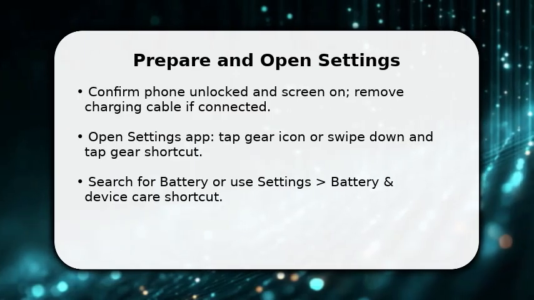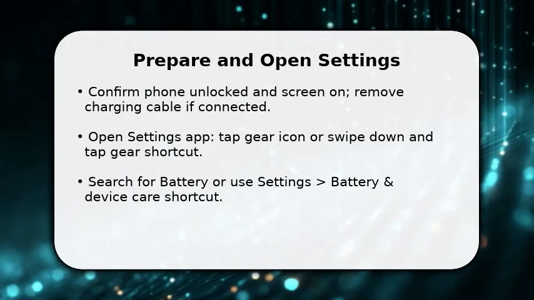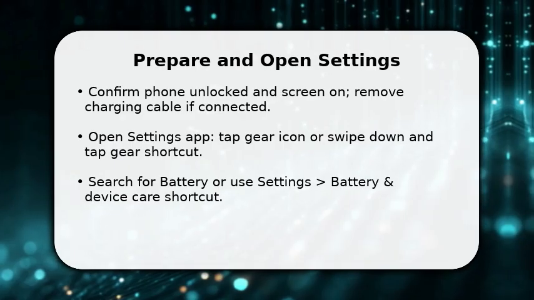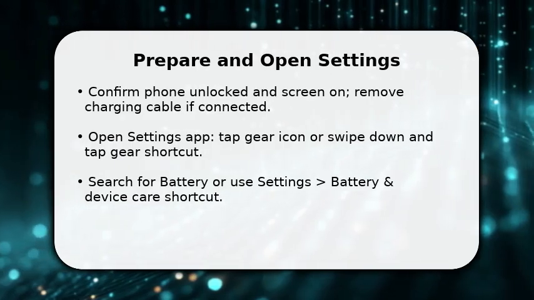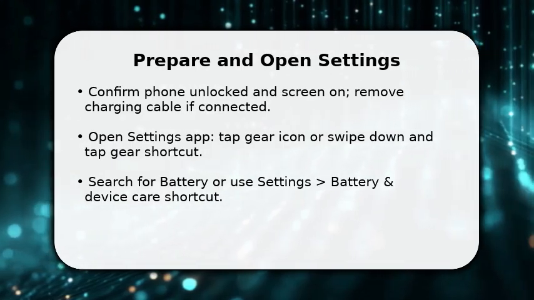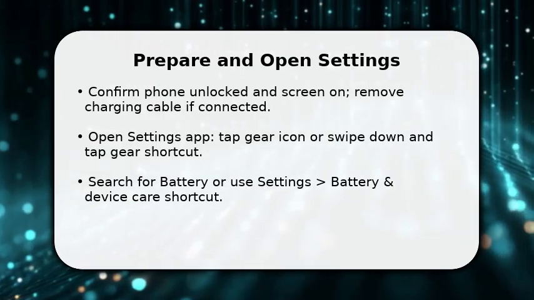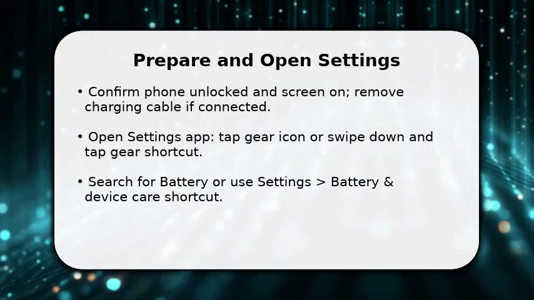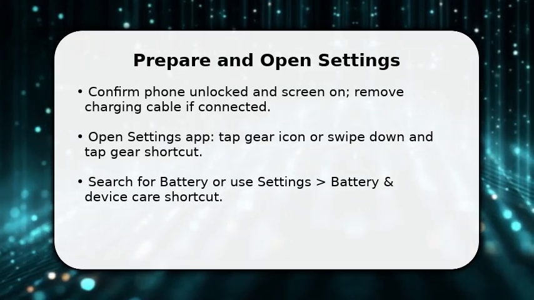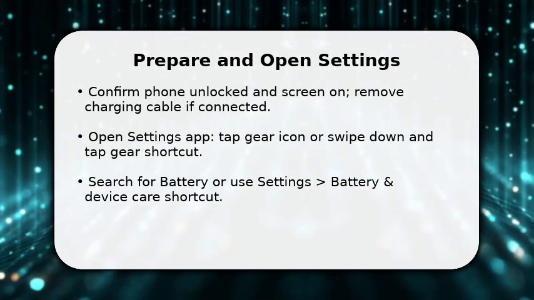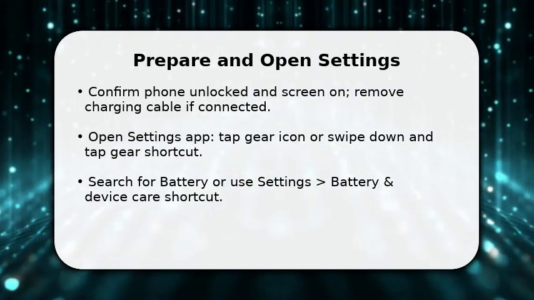You start by making sure the phone is unlocked and not charging. That avoids automatic re-enabling. Once done, open Settings, either tap the gear icon or pull down Quick Settings and tap the gear. Then locate Battery or Battery and Device Care. On some phones, type Battery in the Settings search bar to jump straight there. You're doing this now so you can access the exact toggle. Keep the screen awake for the next steps.